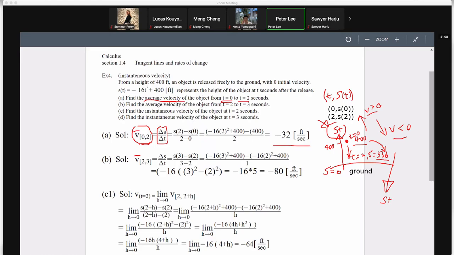In part B, we now want the average velocity of the object from t equals 2 to t equals 3 seconds. So now we're trying to get this one. The same thing: s of 3 minus s of 2 over 3 minus 2, and I'll do the rest of it, and you get minus 80 feet per second.